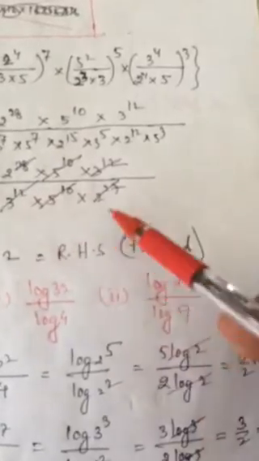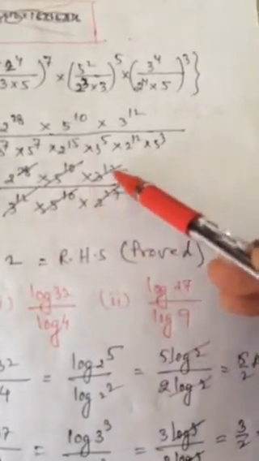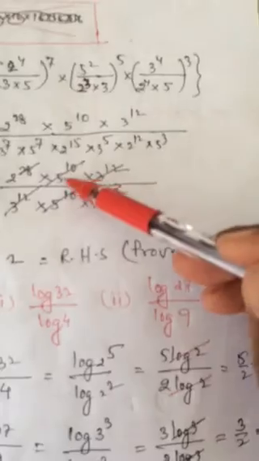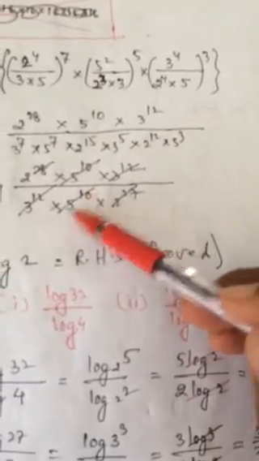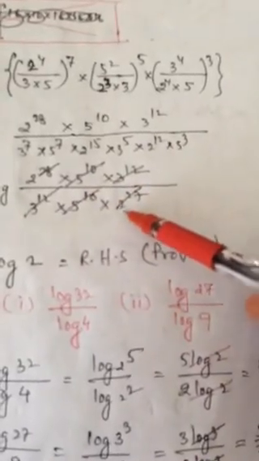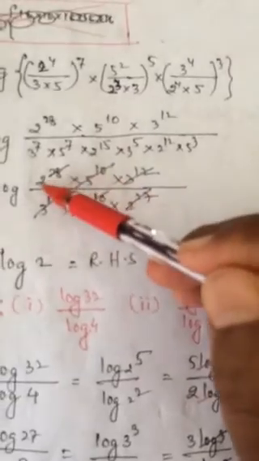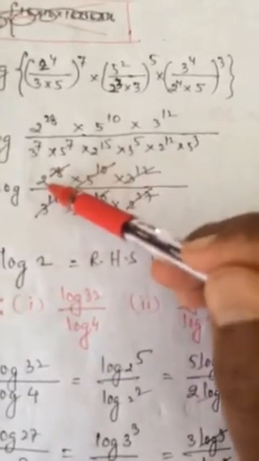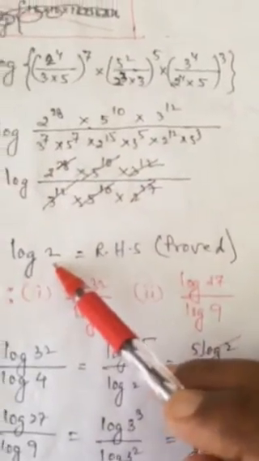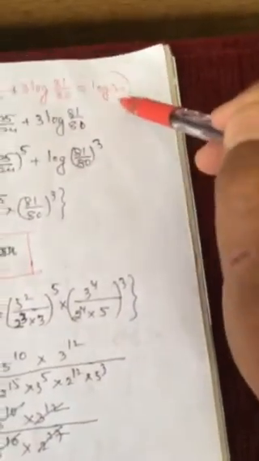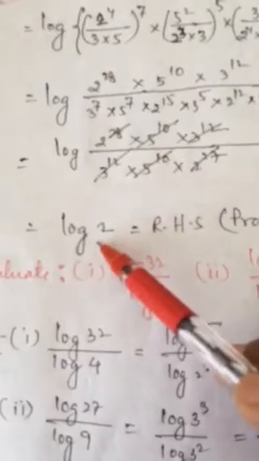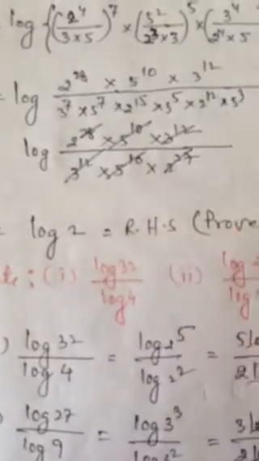So here 3 to the power 12 and 3 to the power 12 cancel, 5 to the power 10 and 5 to the power 10 cancel. Now 2 to the power 27 cancels with 2 to the power 28, leaving only 2, so log 2. Log 2 is the RHS; you see what is given in the RHS, log 2. The answer we got is log 2, so LHS equals RHS, proved.